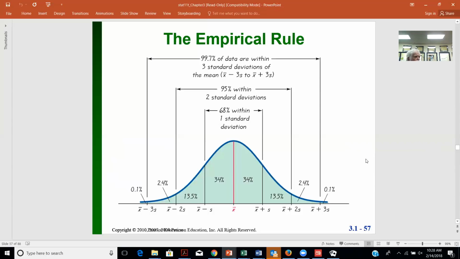Standard deviation is a number. It's a distance from the center of the data, and so it's an absolute number in each data set. But the standard deviation is basically a measure of how the set varies.